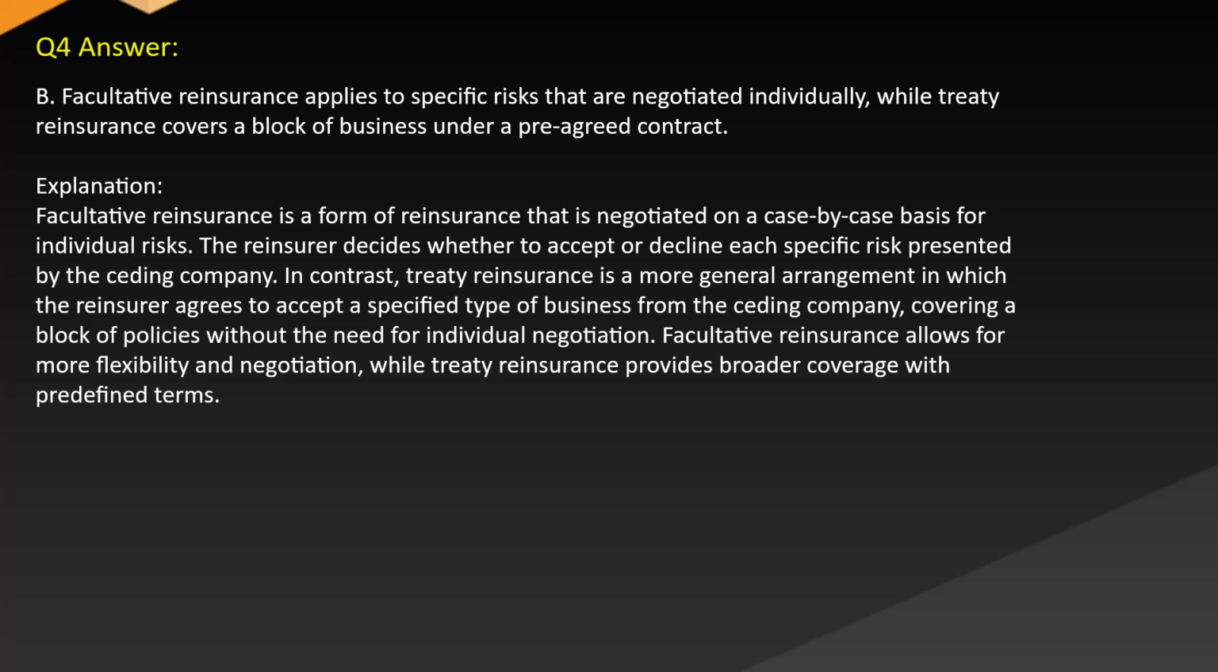In contrast, treaty reinsurance is a more general arrangement in which the reinsurer agrees to accept a specified type of business from the ceding company, covering a block of policies without the need for individual negotiation. Facultative reinsurance allows for more flexibility and negotiation, while treaty reinsurance provides broader coverage with predefined terms.